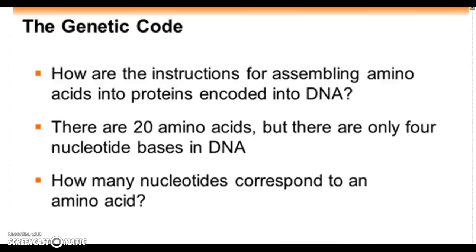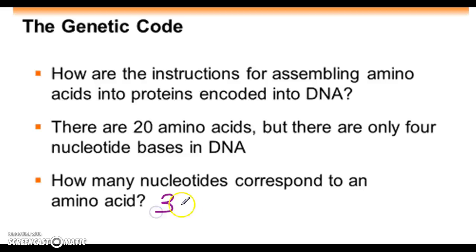Okay, so first of all, the genetic code. We've known about the genetic code really since the 1960s. The instructions are really written in these 3-letter codes. So it's going to take 3 nucleotides to code for 1 amino acid.